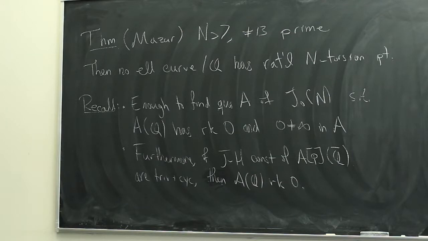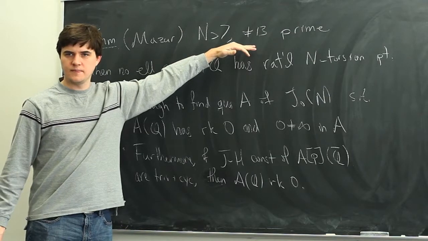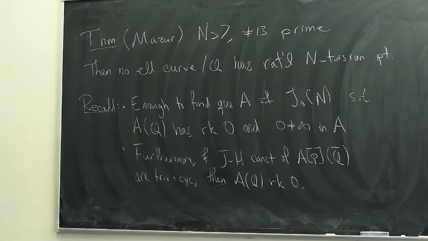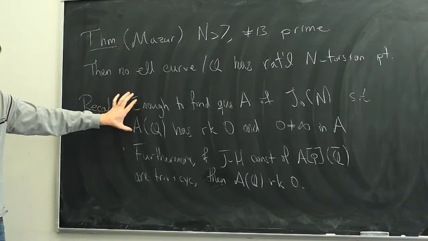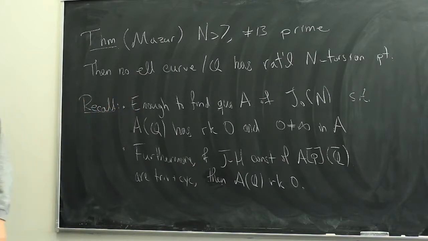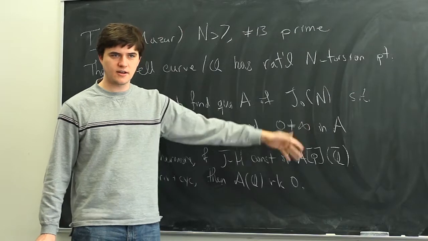So for the rest of today and tomorrow, n is going to be a prime like this. And does anyone know why we have to exclude 13? We're going to prove it by using this criterion. The reason is that the genus of X0(13) is 0. So the Jacobian is 0 in that case. And so we can't find a quotient that separates 0 and infinity.